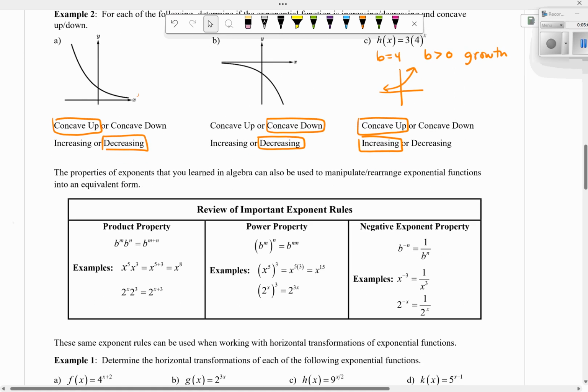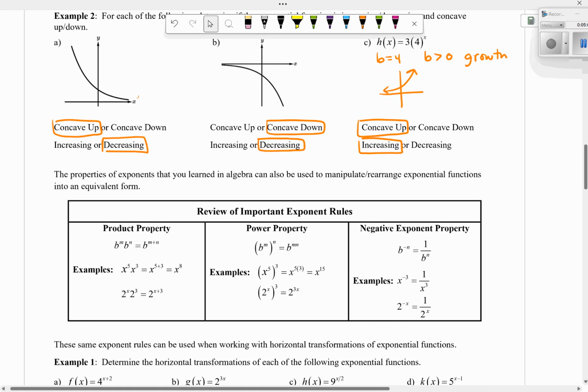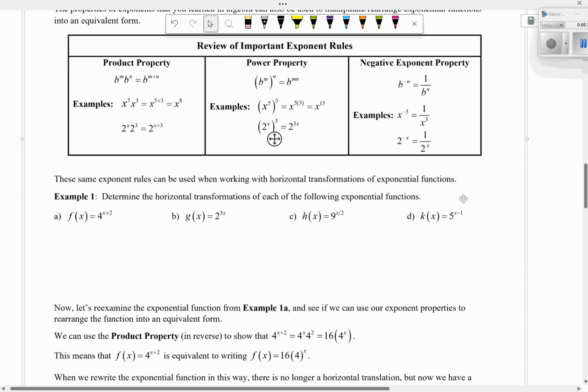So the properties of exponents that you learned in algebra can also be used to manipulate and rearrange exponential functions. So we've talked about the product property before. If you have something with the same base being multiplied, you add the exponents. Power property: if you have a power of a power, you multiply the exponents. And if we have a negative exponent, then remember if it's in the numerator, it goes to the denominator and vice versa. So those are some examples below to help us with our properties.